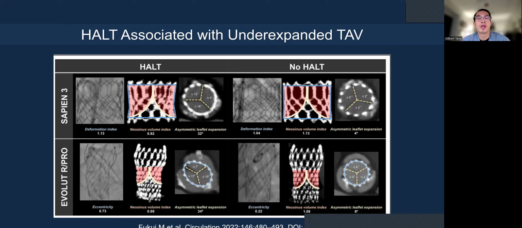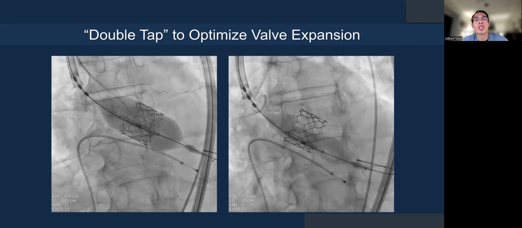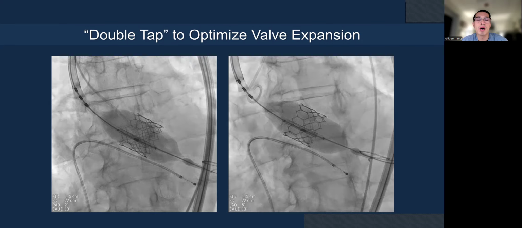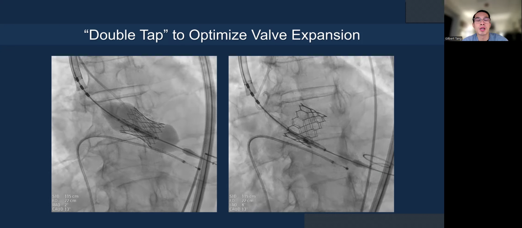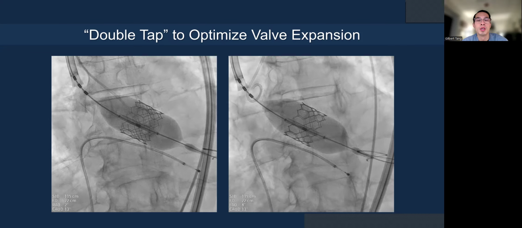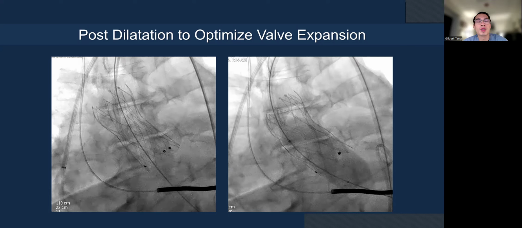So you can see that here, if you have an underexpanded valve, not only do you have more HALT, but also potentially increased mortality in this seminal paper. And so what we typically do now is what we call a double tap technique for balloon expandable valves, where we optimize the valve expansion afterwards. You can see that clearly here in this fluoroscopic comparison, but also in self-expanding valves as well, we would post-dilate to optimize the valve frame expansion.